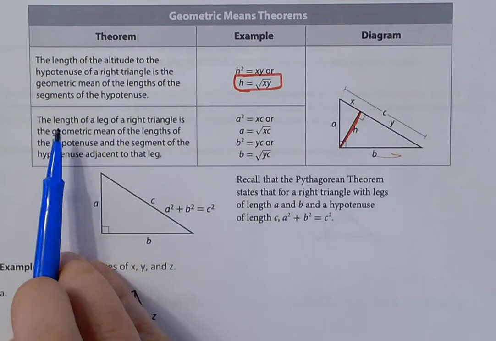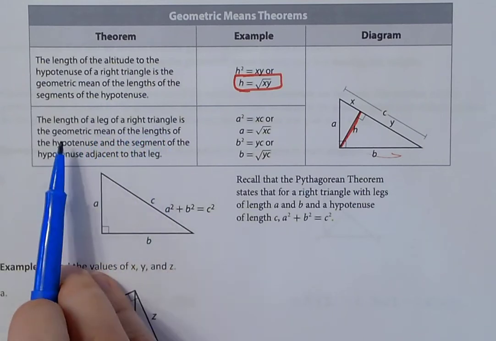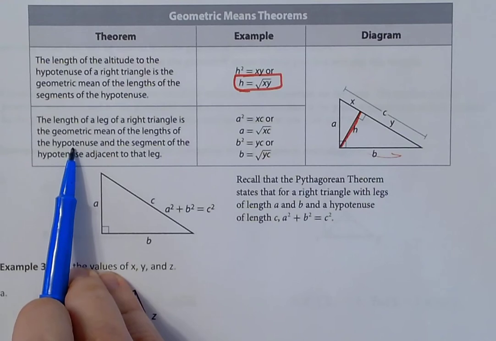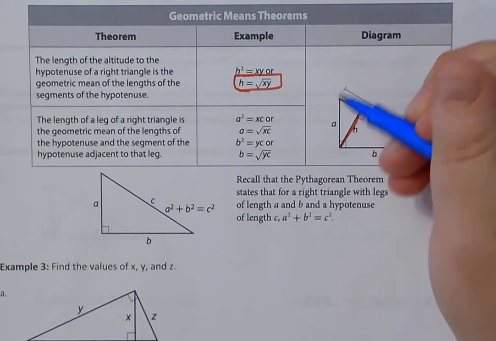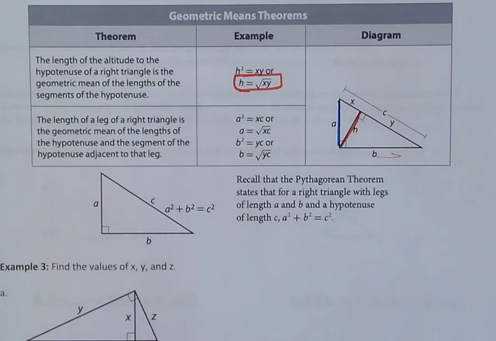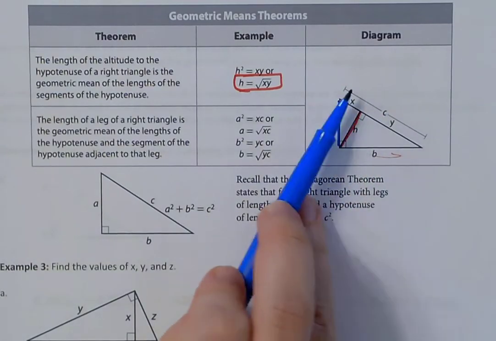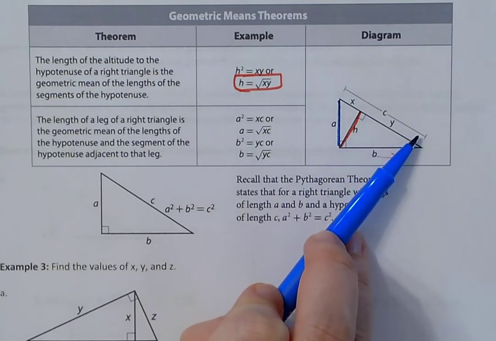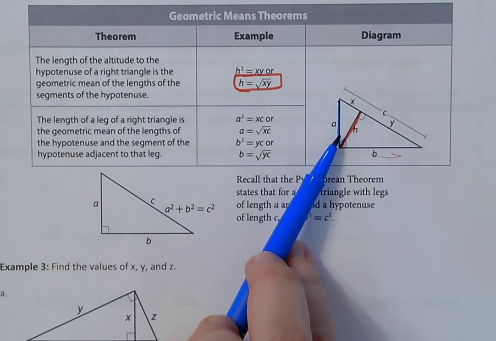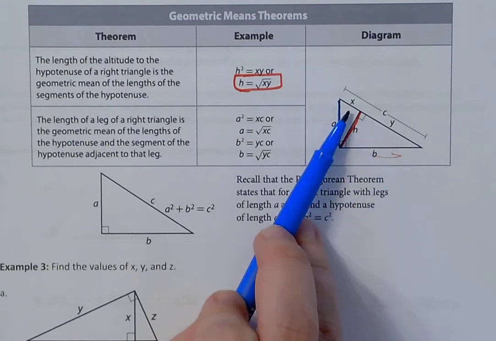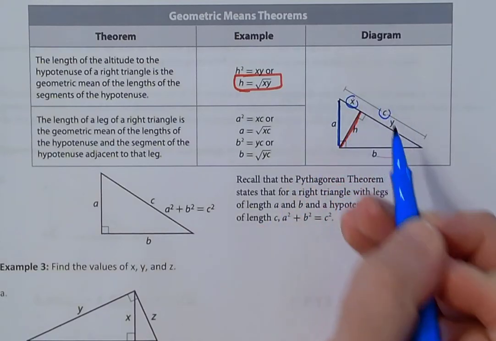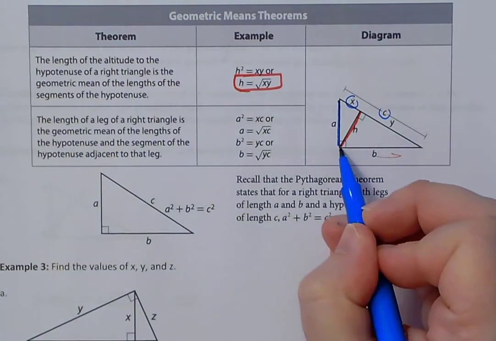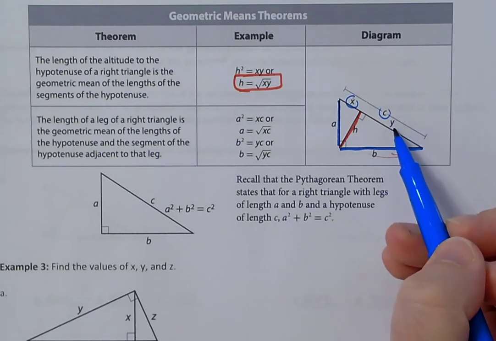Now, for the second one, it states the length of a leg of a right triangle is the geometric mean of the lengths of the hypotenuse and the segment of the hypotenuse adjacent to that leg. For example, if I wanted to figure out the length of A, it's the geometric mean of the whole hypotenuse, C, and then the segment of the hypotenuse that is attached to that leg. If we're talking about A here, the segment between x and y that is related to A is x. So you would use x and C. Now to figure out B, we would use C and y.